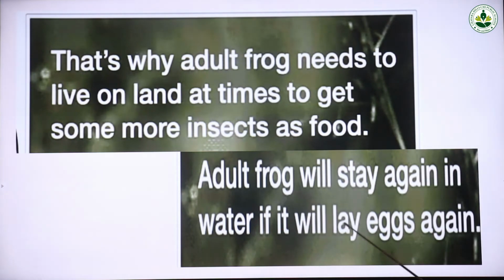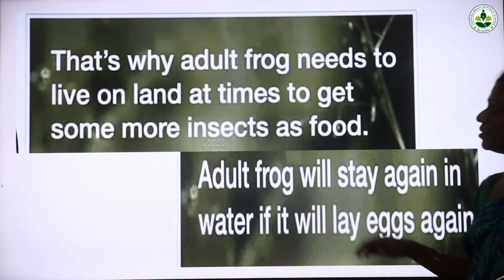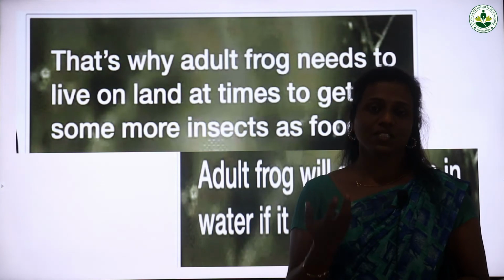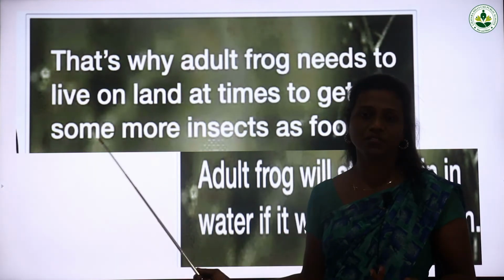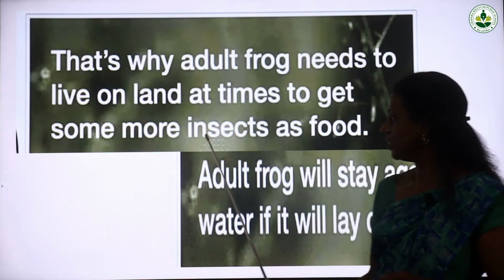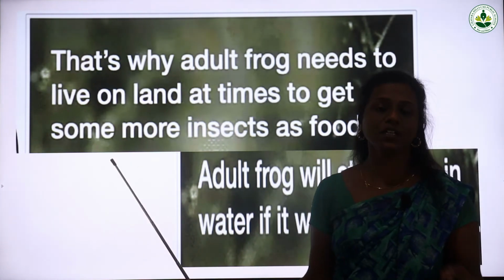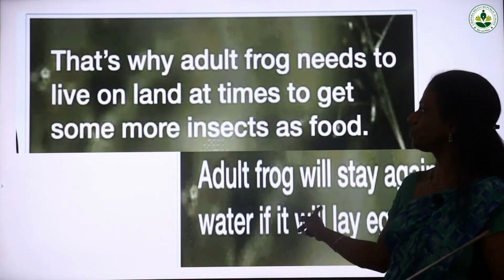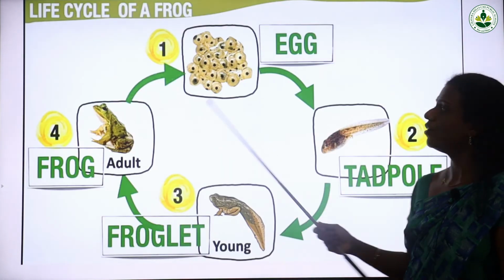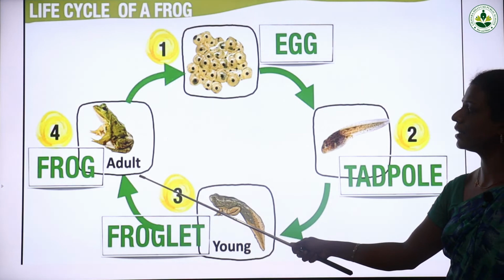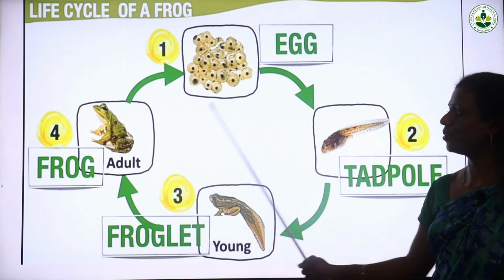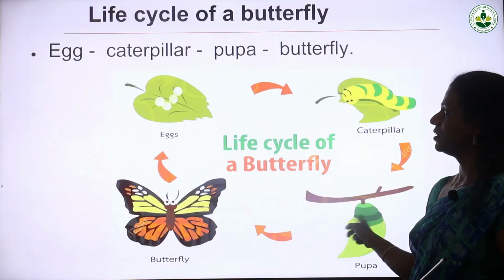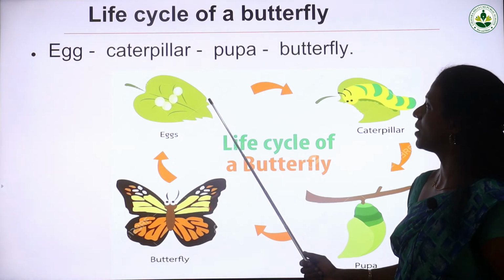The adult frog will stay again in water, it will lay eggs again. So it will start to eat insects from the land area. So it will not stay in the water anymore. Only sometimes will it go to the water and lay eggs in the water. So this is the life cycle of a frog. An adult frog will lay eggs, the egg hatches into a tadpole, the tadpole grows into a young one, and the young one will grow into an adult. So next is the life cycle of a butterfly.